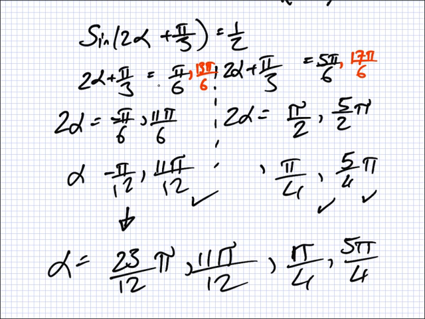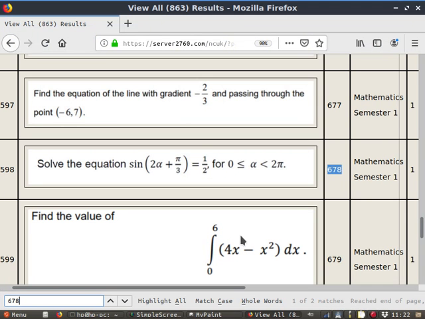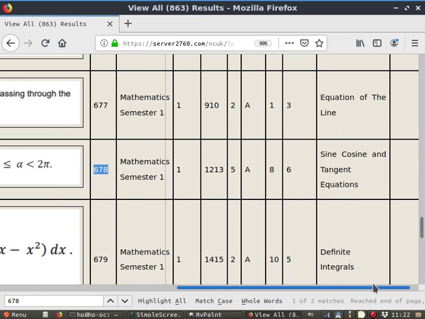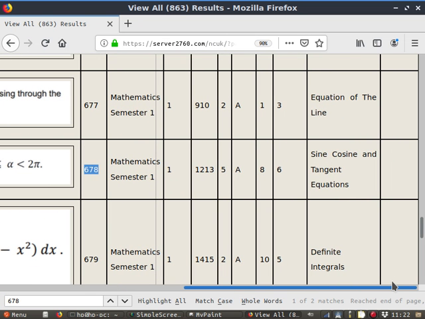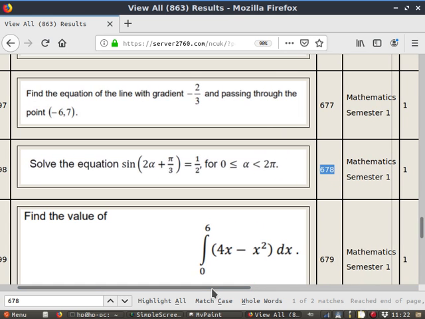Which topic is it? Like Trig equations, isn't it? You see, it should say it to the right. Sine, cosine, and tangent equations. Can you show the 40, please?